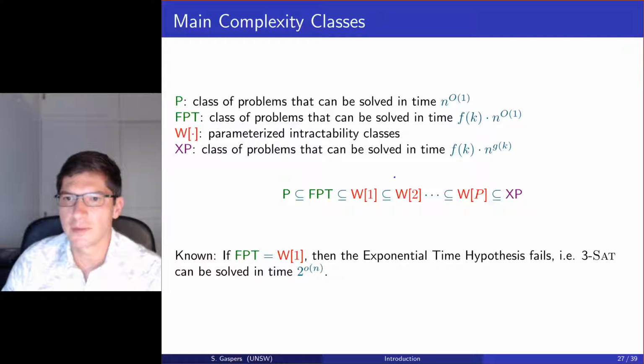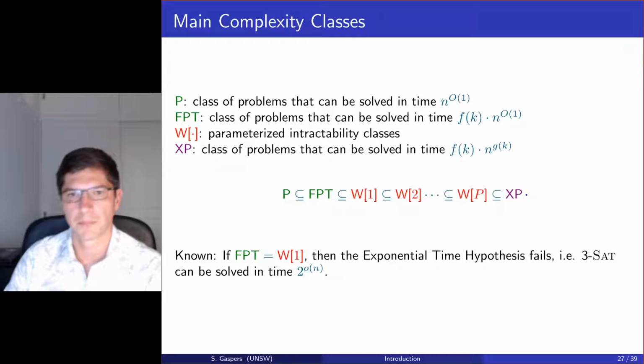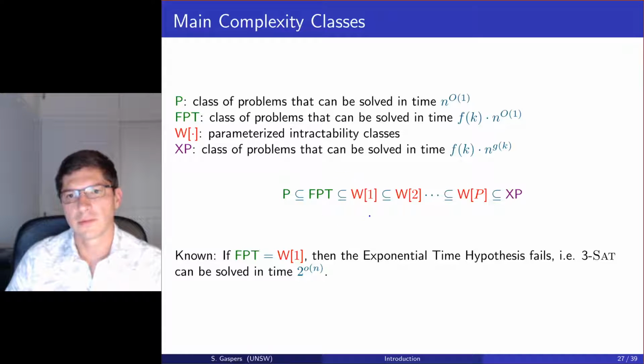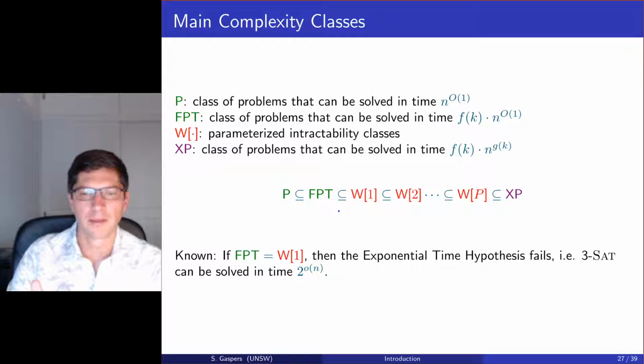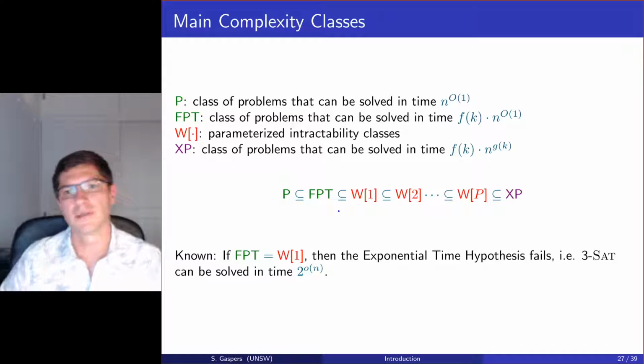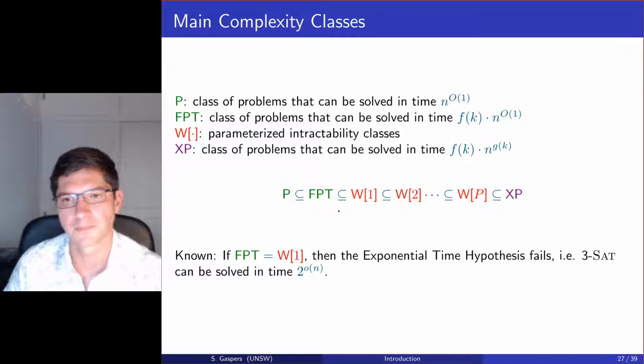Okay, so this is the hierarchy of classes. We have P is included in FPT, FPT is included in W1, etc. And then at the highest level of the W classes, we have something called WP, and that's included in XP. Let's focus on FPT and W1, because that's where the real break happens, where we go from nice classes like P and FPT to intractable classes like W1 and W2, etc.